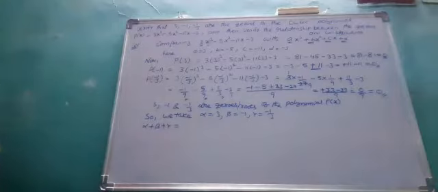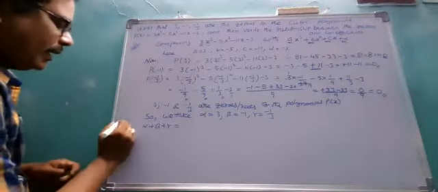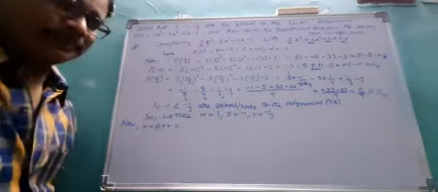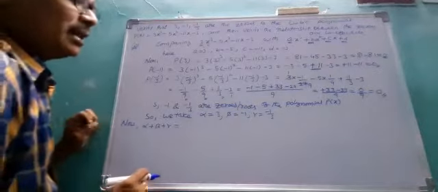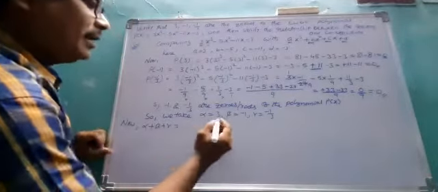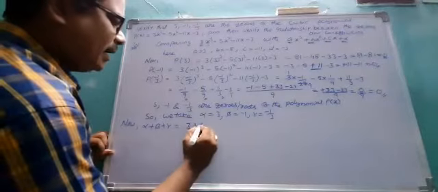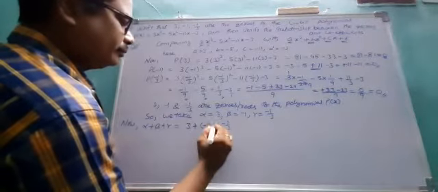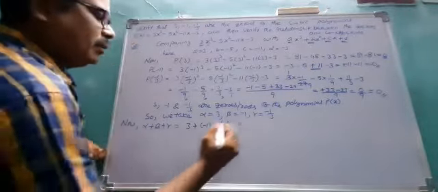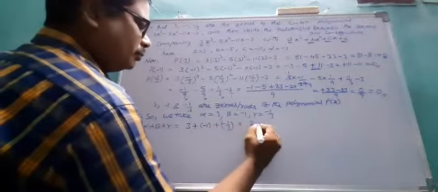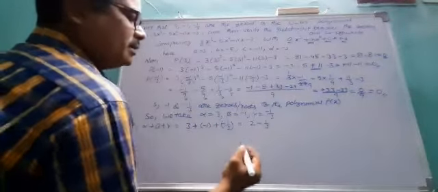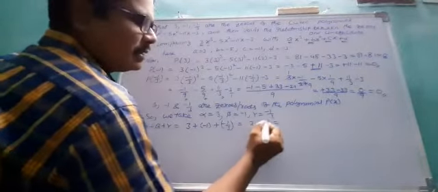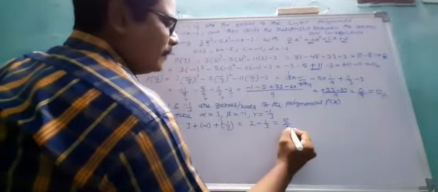First one, alpha plus beta plus gamma. That means the sum of the zeros. Now we verify the relation alpha plus beta plus gamma, that means the sum of the zeros. Here alpha equal to 3, plus beta equal to minus 1 and gamma equal to minus 1 by 3. So that equals 3 minus 1, 2, minus 1 by 3. 3 2 is 6, 6 minus 1, 5 by 3.